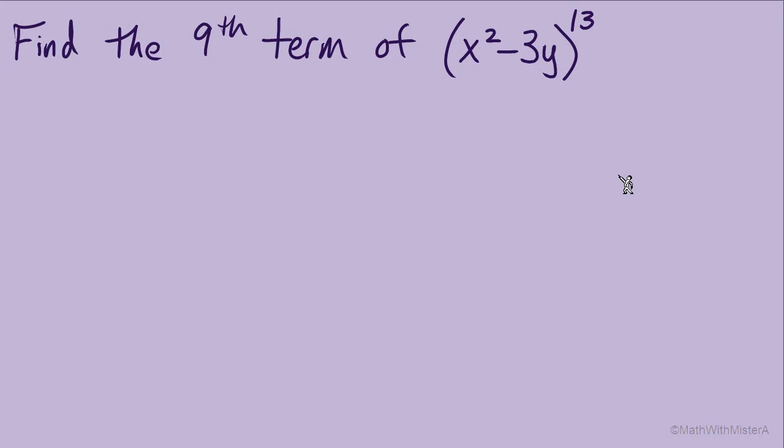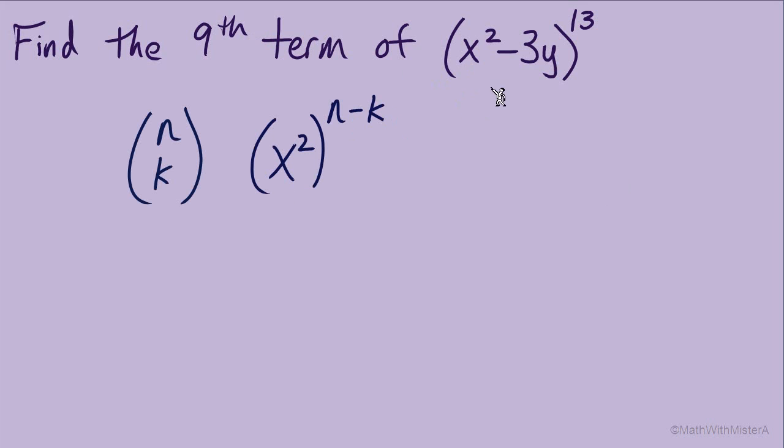Find the 9th term of (x squared minus 3y) to the 13th. So we know our coefficient is n choose k. The next part will be our first term in the binomial, x squared, raised to the power of n minus k. And lastly, we use the second term in the binomial. This time it's a negative 3y, and we use an exponent of k. So this is basically the formula that I'm thinking about. The coefficient n choose k, the first term in the binomial gets an exponent of n minus k, the second term in the binomial gets an exponent of k. Now n is our degree, n is 13. What is k? If we're talking about the 9th term, subtract 1 means k equals 8.